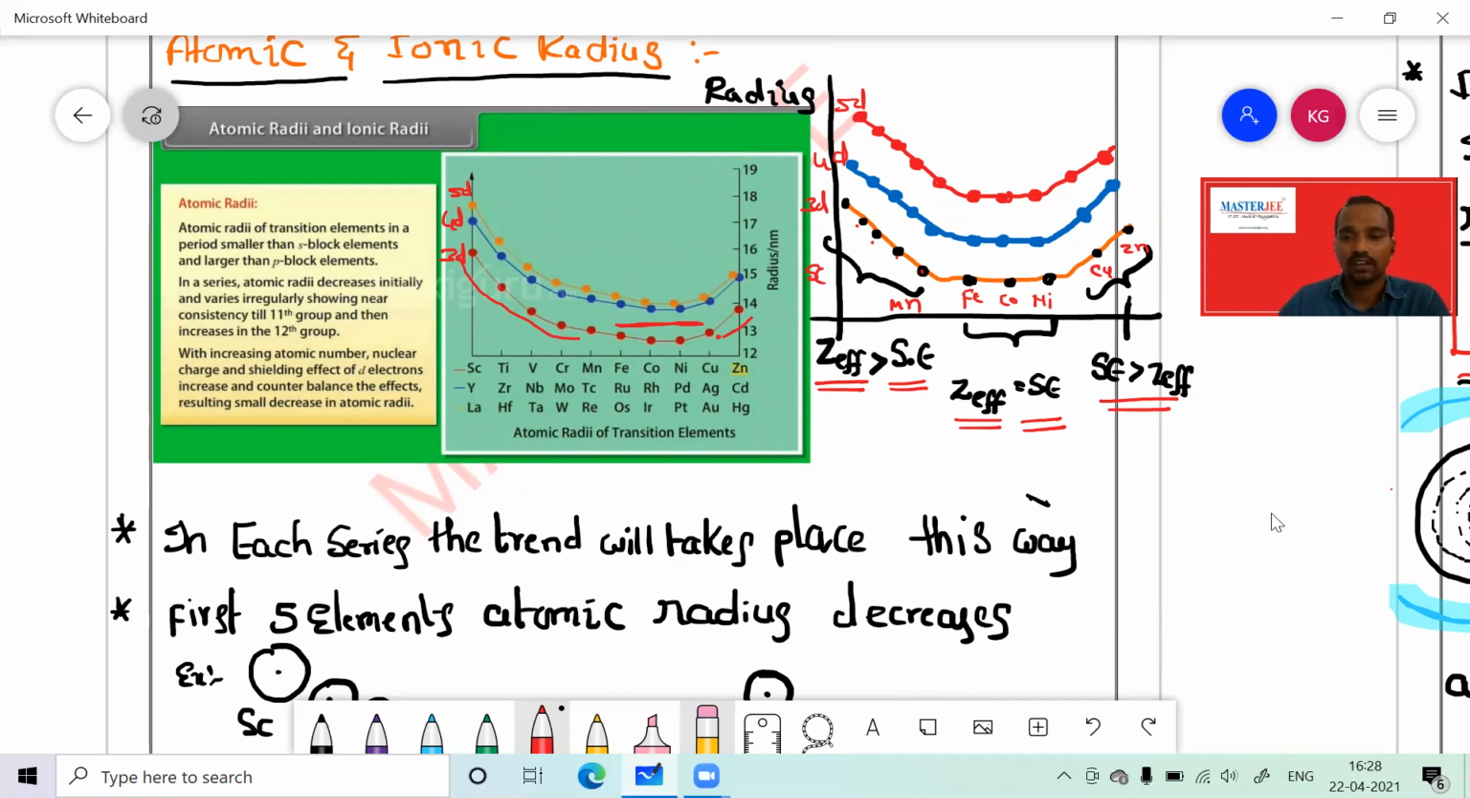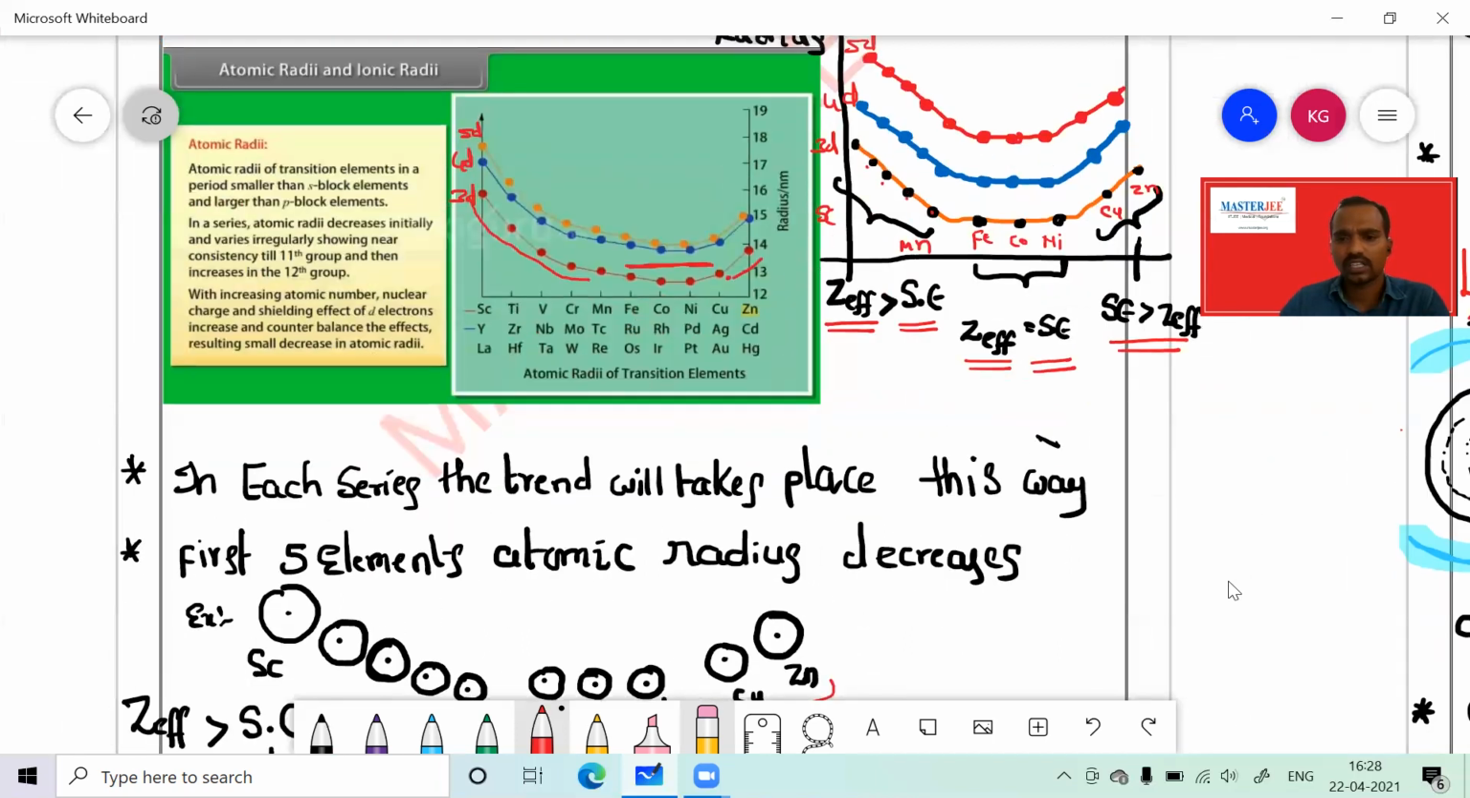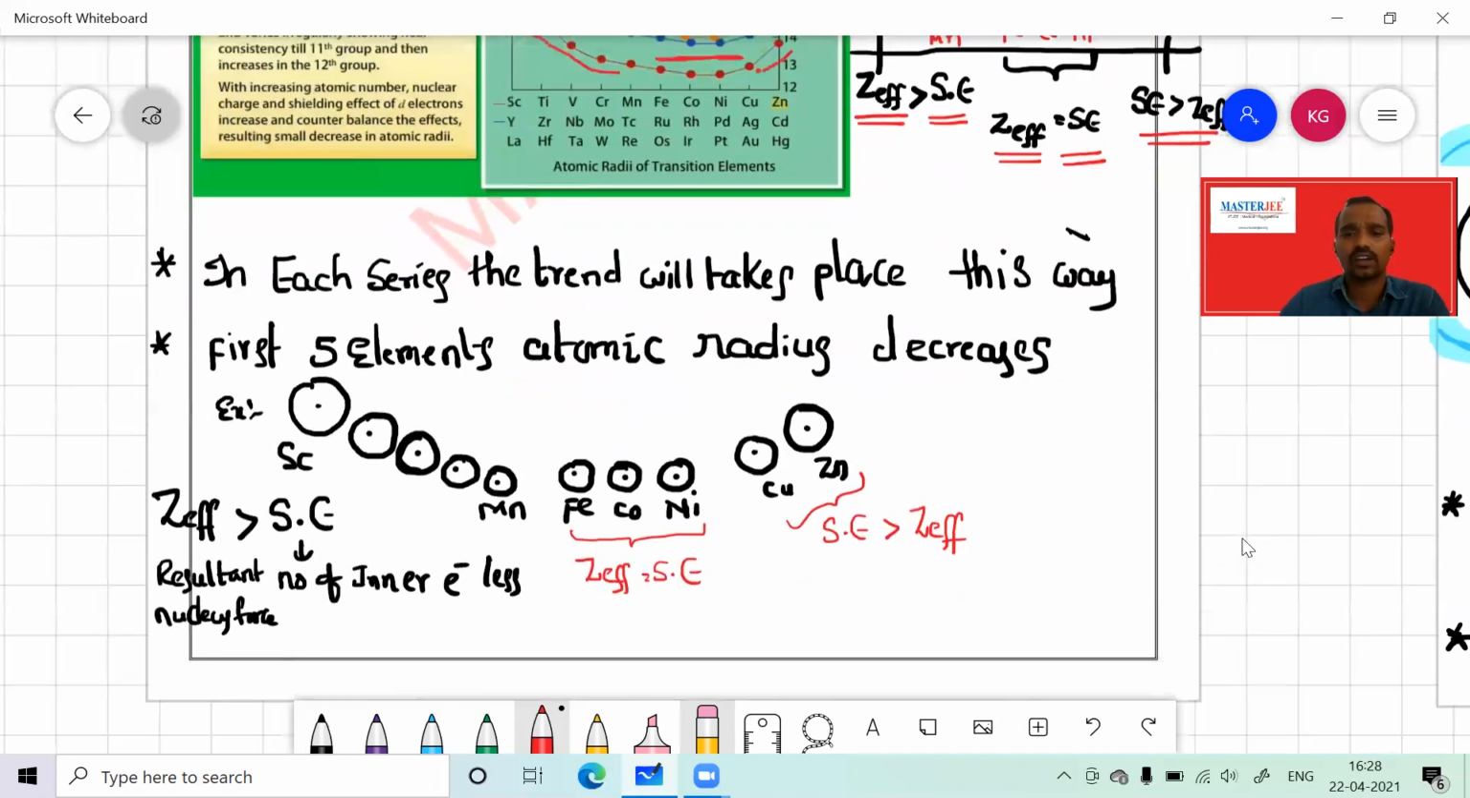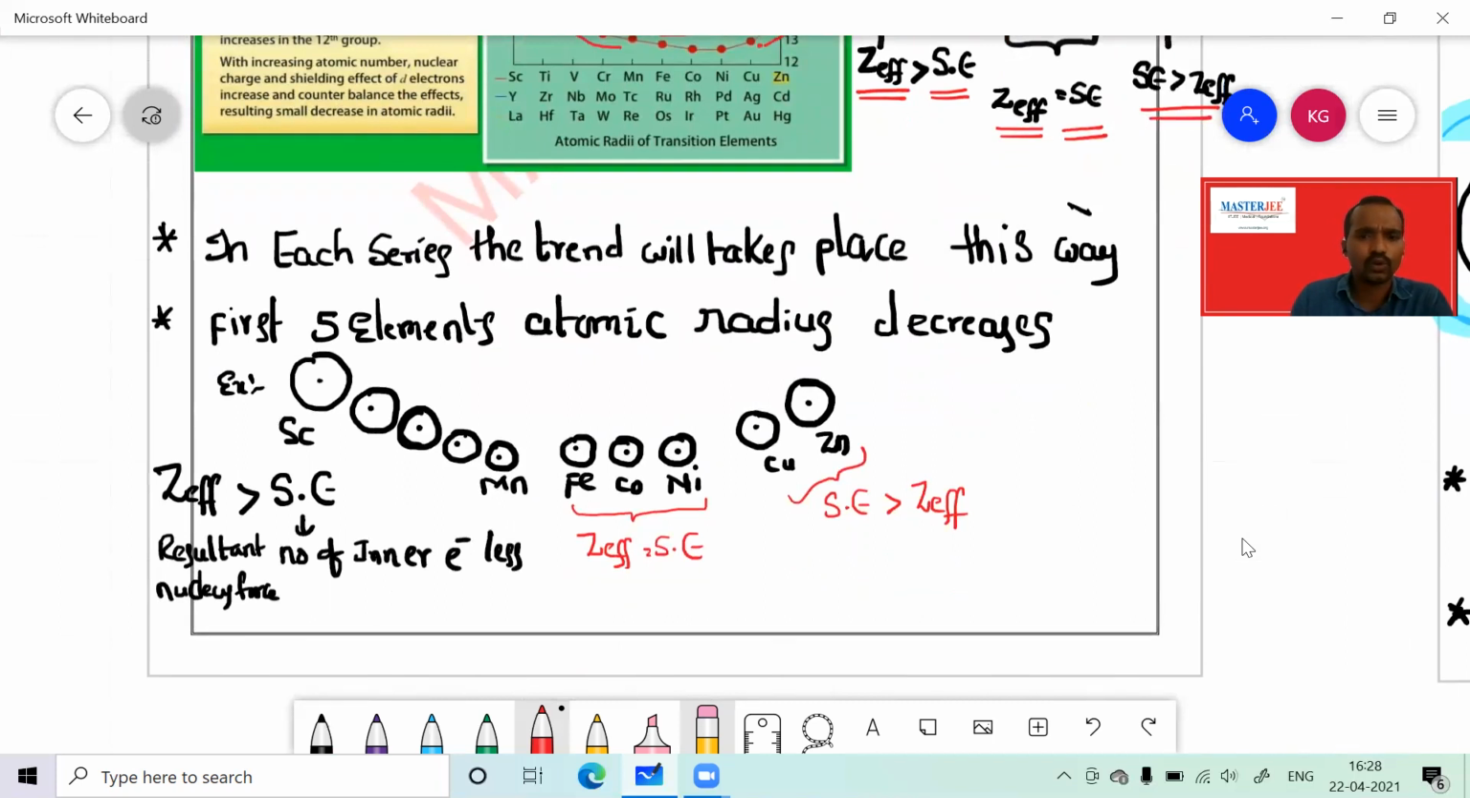Now, what is effective nuclear charge and what is screening effect? That you have to know. Effective nuclear charge is the resultant nucleus attraction force. For example, this is a nucleus, and around it we have some shells or orbits. Here we have the last shell where the valence electrons are present. In the inner shells also, many electrons are present. These are inner electrons.